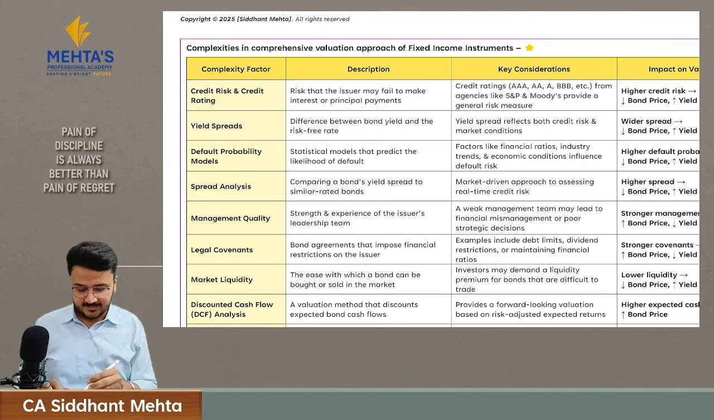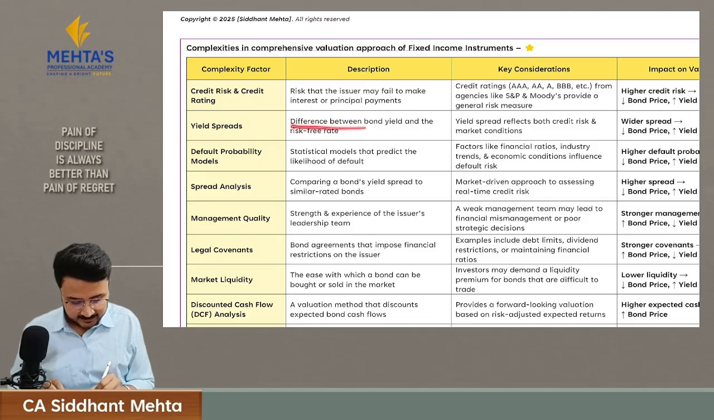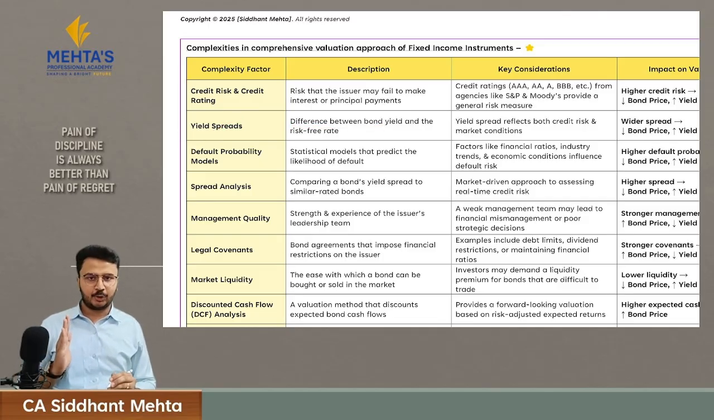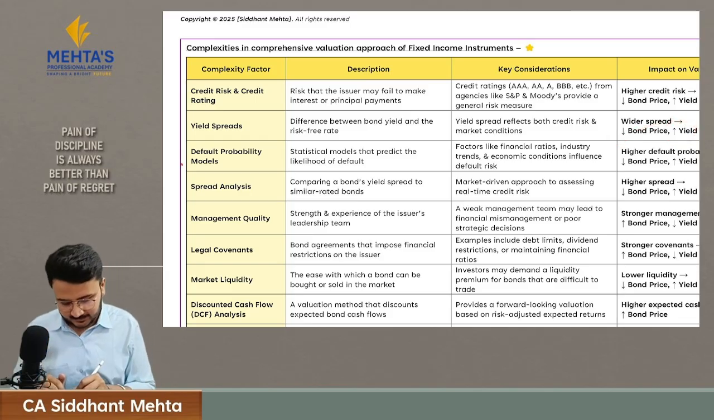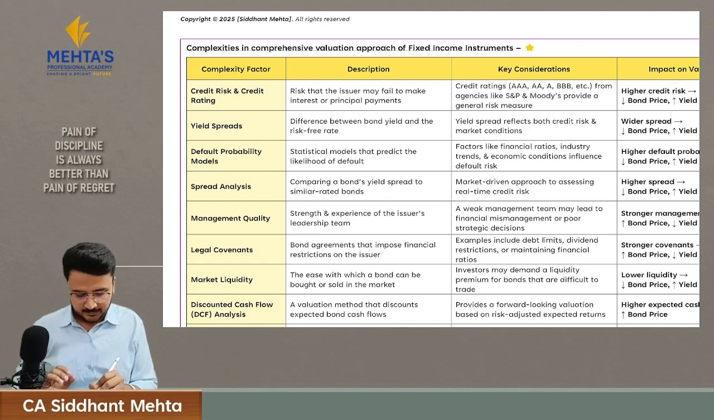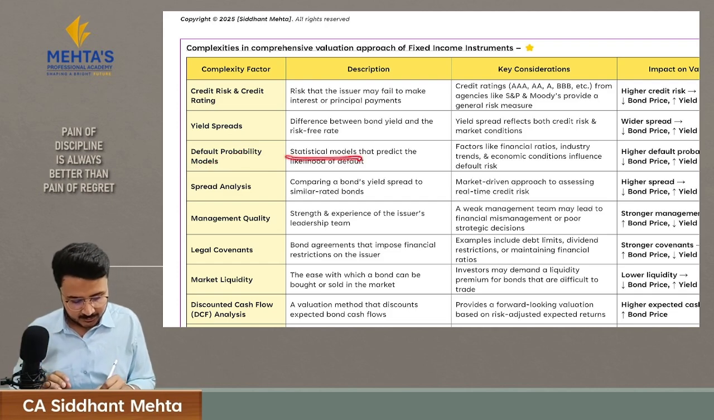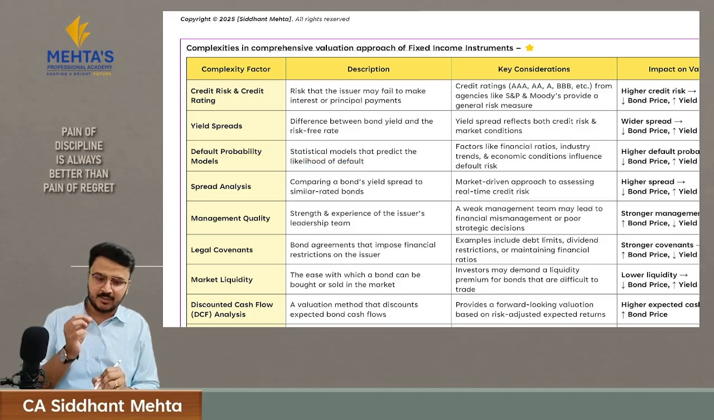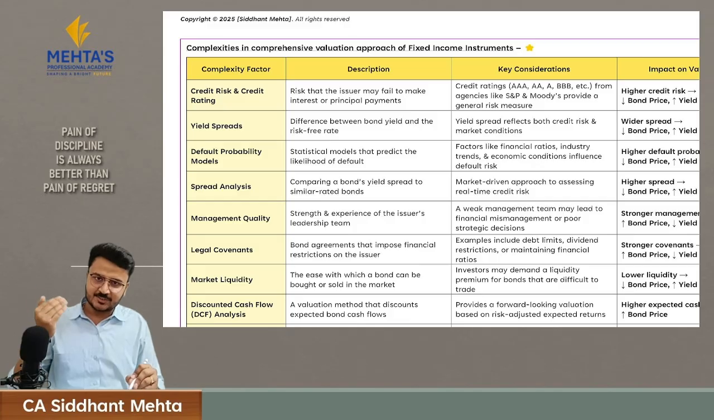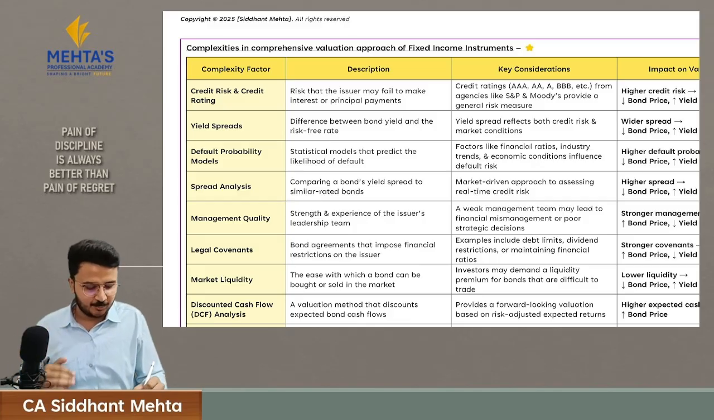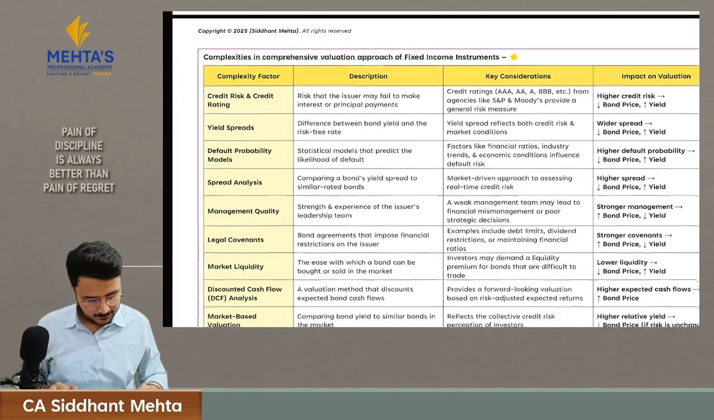Then the second is yield spread. Here it is the difference between the bond yield, that is the return on your bond, and the risk-free rate. If the difference is wider, that means your bond return is more. So if your bond return is more, then the price will be less. Then there is the default probability model. Here, with the help of a statistical model, you will predict the likelihood of default. If there are chances that there is going to be a default, then the risk is more. If risk is more, then return is more. If return is more, then the price will be less.